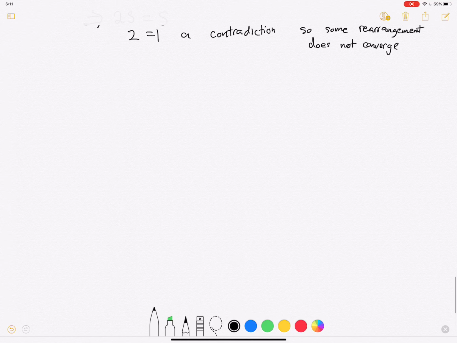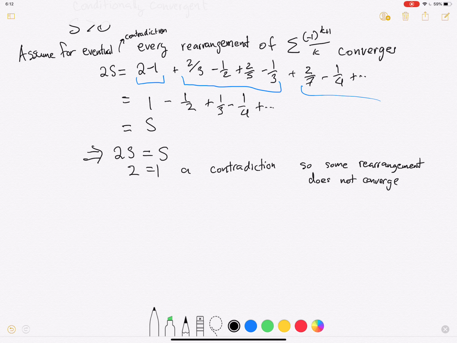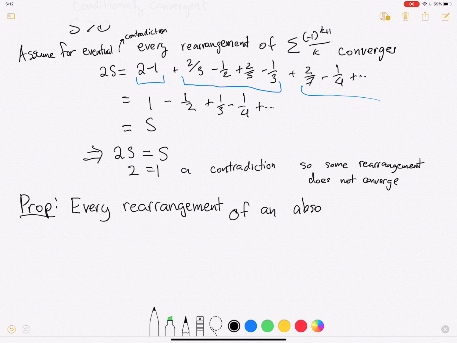So for next class, we're going to be proving the following proposition. I'm just going to introduce it now. Every rearrangement of an absolutely convergent series converges to the same limit.